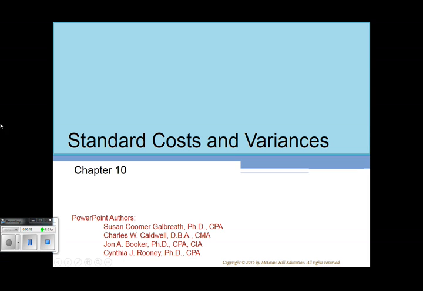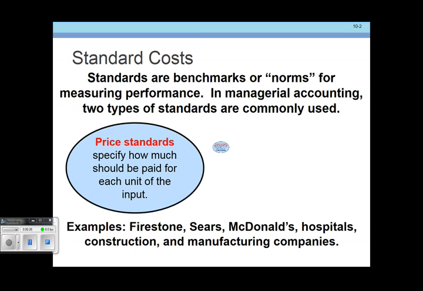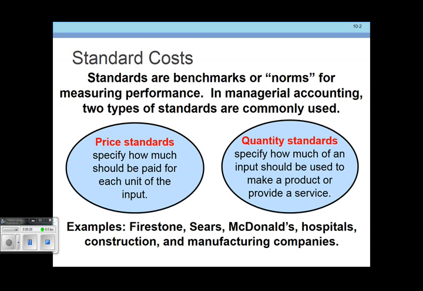Chapter 10 deals with standard costs and variances, and the big thing is the variances and how we go ahead and calculate those. Standard costs are benchmarks. They are what we would expect when we're measuring performance. There are two things we're going to look for: price standards and quantity standards.